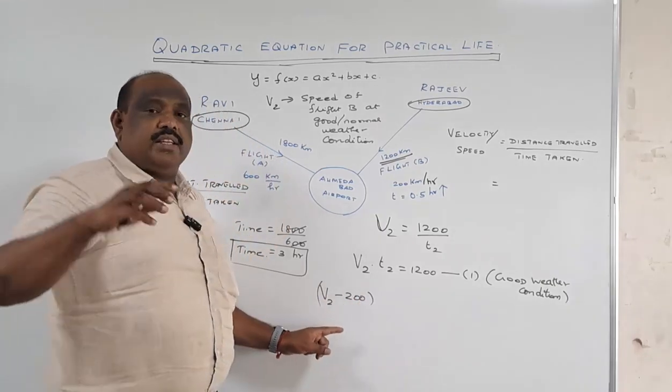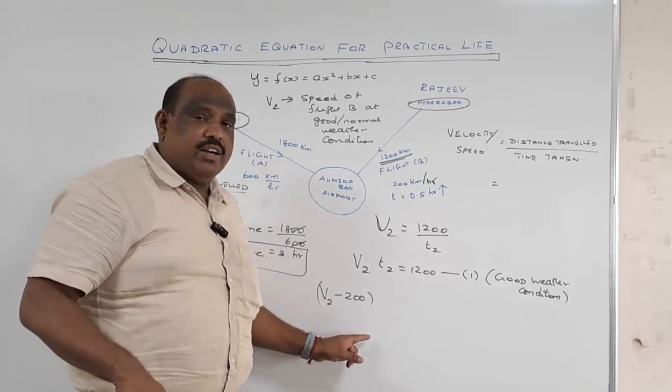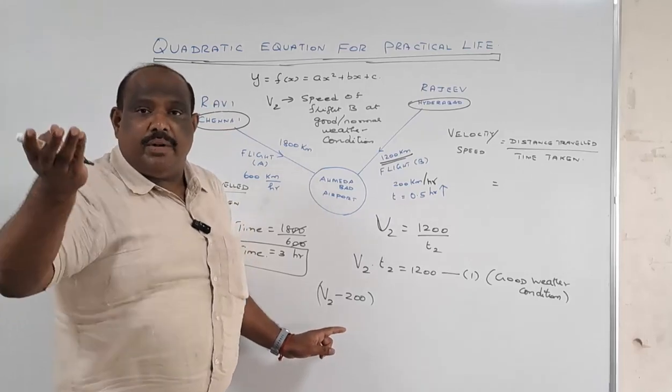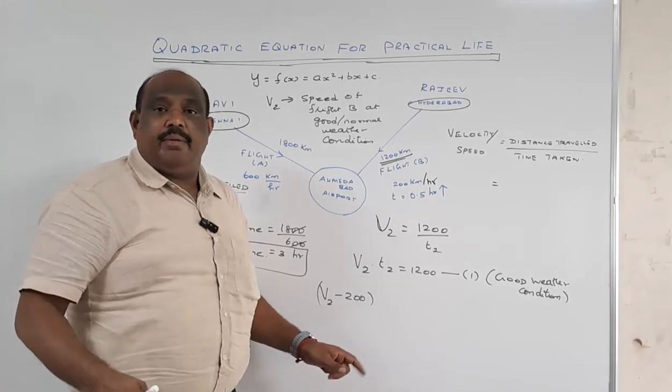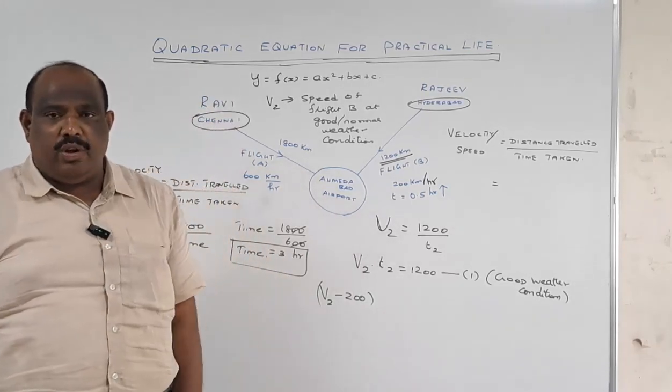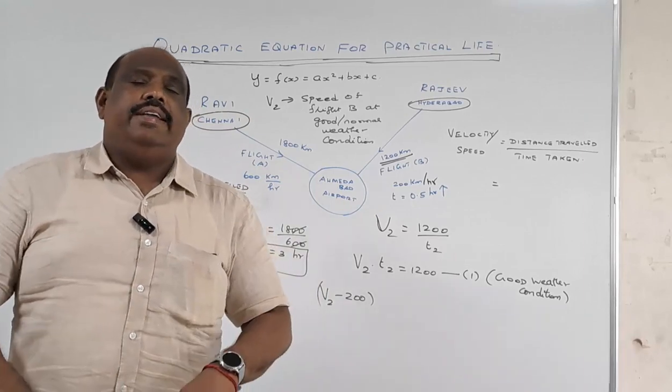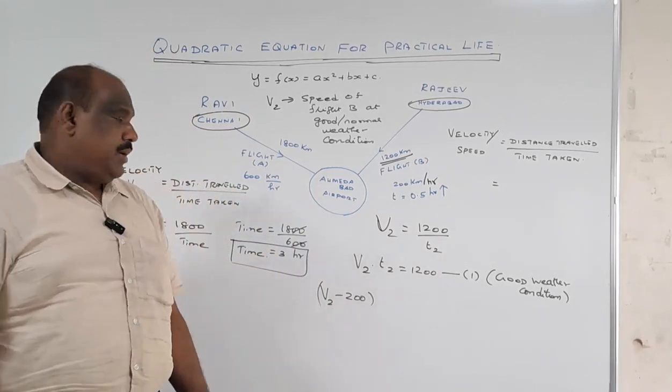So if the actual velocity is say 800, now the velocity will become 600. If the actual velocity is 1000 km per hour, now the velocity will become 800. But we do not know what V2 is. But we know the speed has been decreased by 200 km per hour.